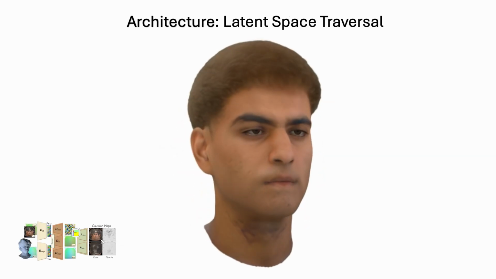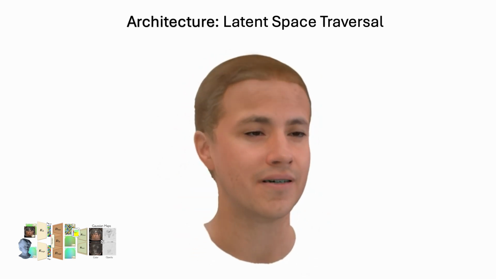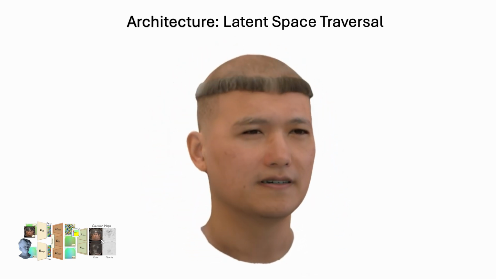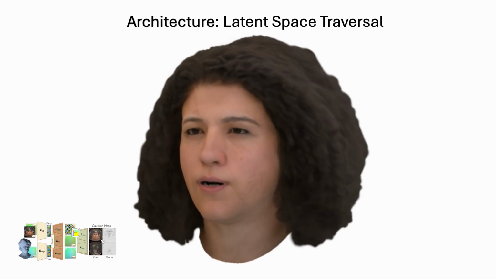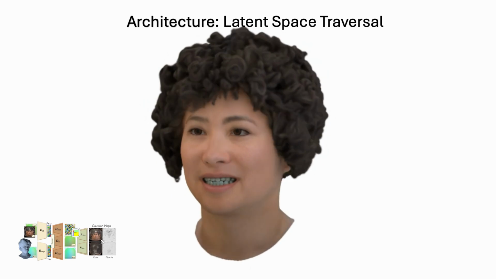Our human appearance prior allows us to change both the identity and facial expressions. Here, we demonstrate traversals for identity and expression by linearly interpolating latent codes between test identities, showcasing a smooth latent manifold.